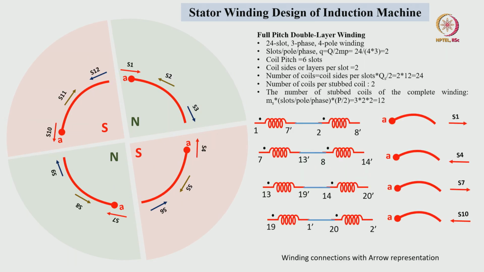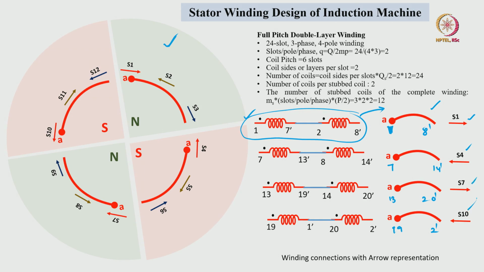Let us consider the stubbed windings related to the A phase, 4 windings are there. We can see here this is 1 and 8 dash, then 7 and 14 dash, 13 and 20 dash, 19 and 2 dash. So this is the actual winding and we are representing it in a virtual manner as one stubbed winding, but that stubbed winding has the terminal information same as the physical winding. We will follow this arrow check approach to make the connections.